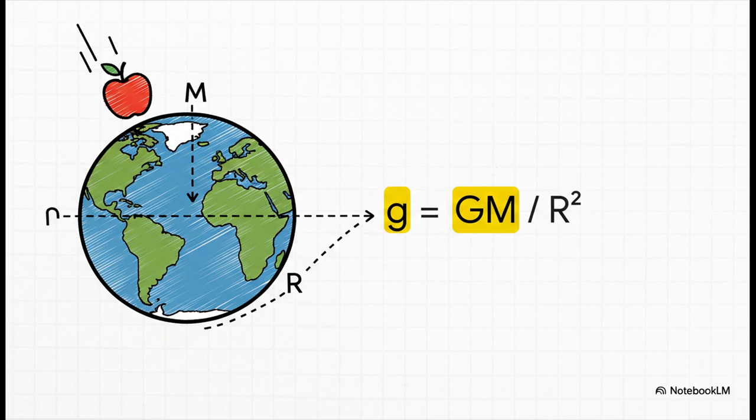They are totally different. Little g is the acceleration an object feels when it falls on a specific planet, like Earth. On our planet, it's about 9.8 meters per second squared. This formula lets you calculate it for any planet.